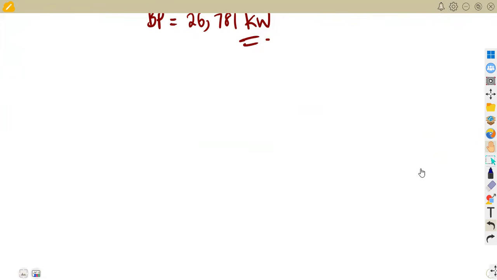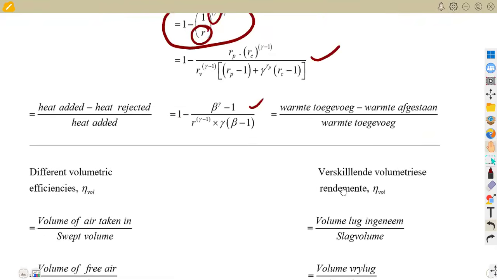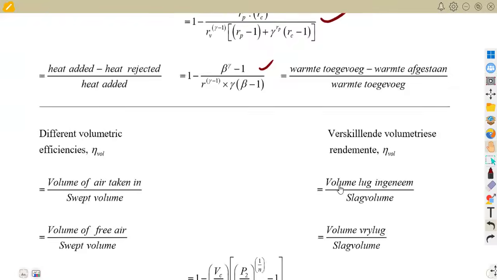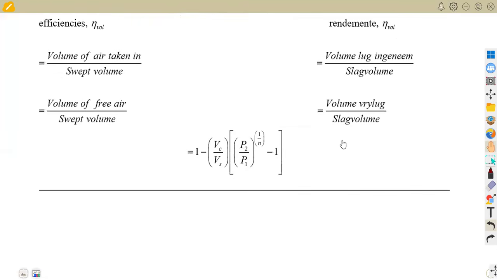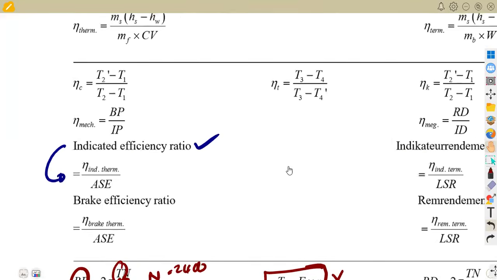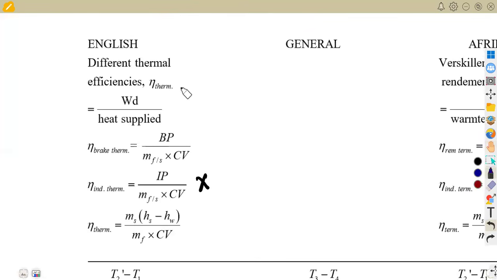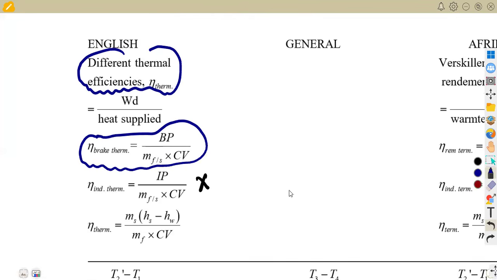For the brake thermal efficiency, these are the formulas that we are given here for the efficiencies. Where are those efficiencies? On the next page. All right, no problem here. On our efficiencies, we need the different thermal efficiencies. So we have got the brake thermal efficiency, which is this one. Everything is there.